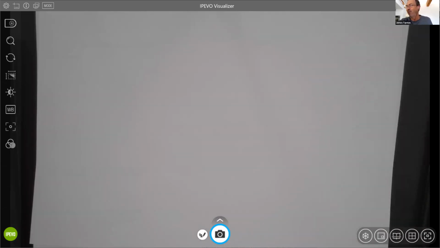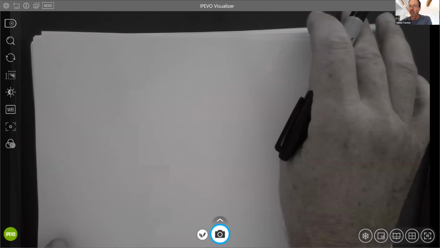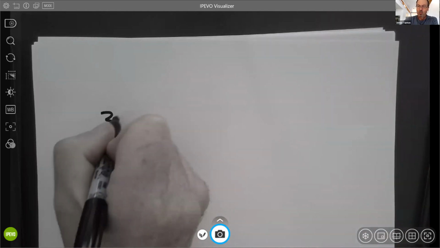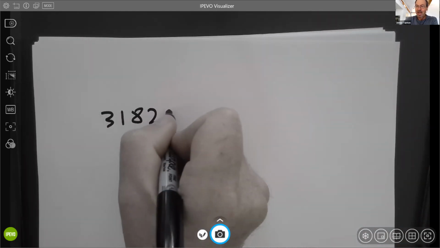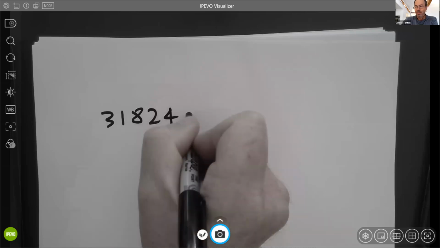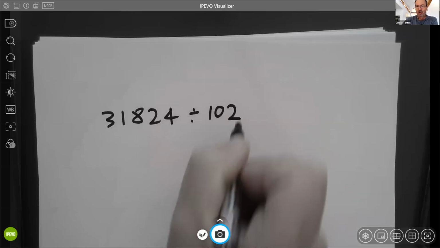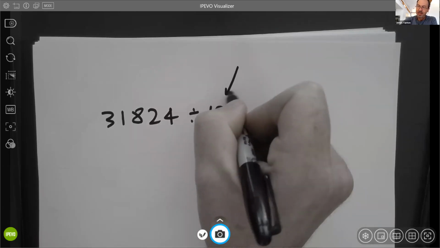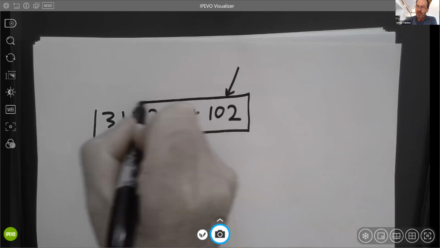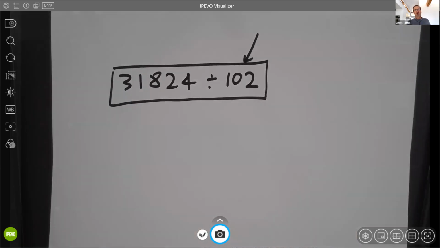I'm going to give you a really tough one. Here is a challenge problem. 3182 divided by 102. Watch out for the number 102. It's tricky. Can you do this one?